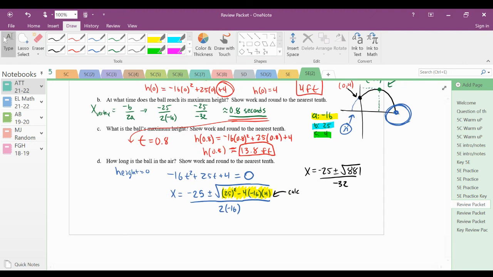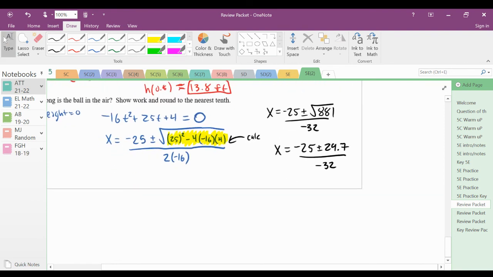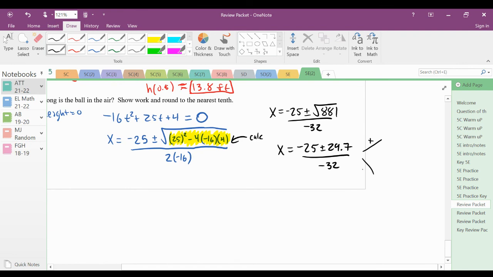Now, 881 is not necessarily a perfect square, so I will have to take the square root of that number. So I'm going to do the square root of 881 in my calculator, and I get roughly 29.68, so we'll call it 29.7. So I know x equals negative 25 plus or minus roughly 29.7, all divided by negative 32. Now, a reminder, I'm going to get two answers here, right? I'm going to get the answer that I don't really care about and the answer that I do care about. So we'll see which one gives us which here. So we'll go a plus route and a minus route.